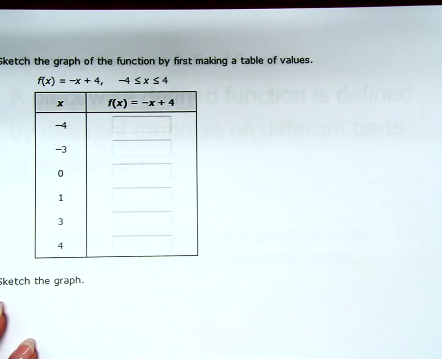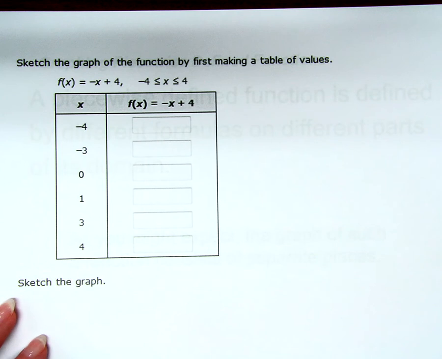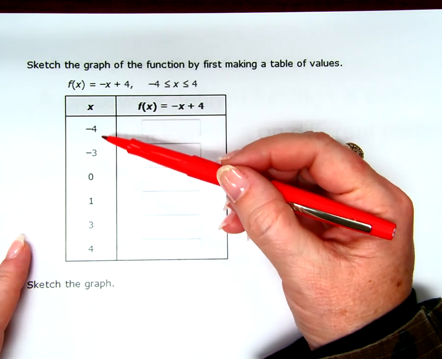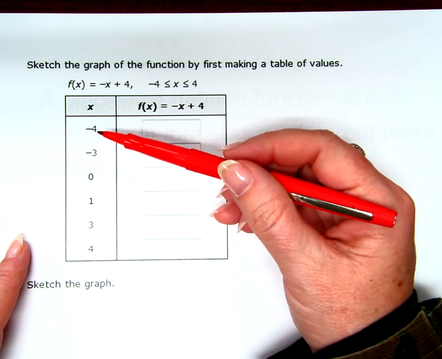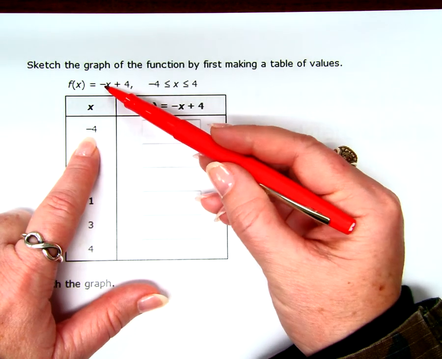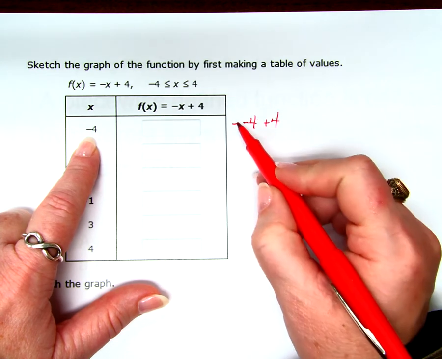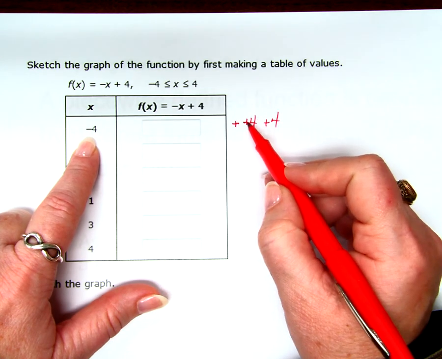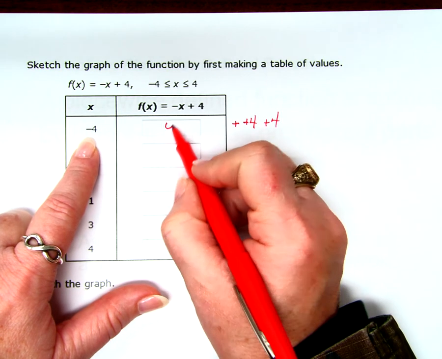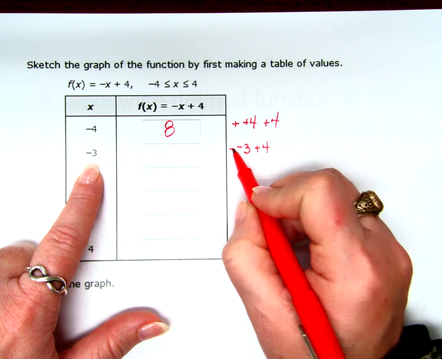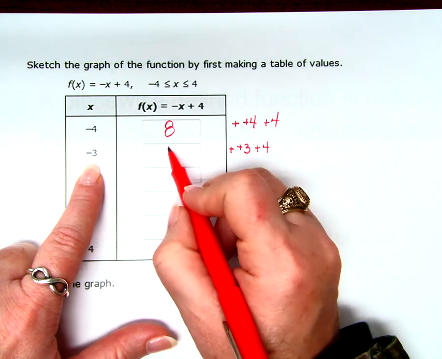Okay. All right. So what if it says sketch the graph of the function by first making a table of values? Okay. Well, if we're sketching the graph of the function by first making a table of values, thinking back to last section where we evaluated functions, isn't that all we're doing here? Are we taking -4 and plugging it into the function? -4 plus 4. So 4 plus minus a negative is 4. So 4 plus 4 is 8. If it's -3, I have a -3 plus 4. 3 plus 4. Well, that's 7.